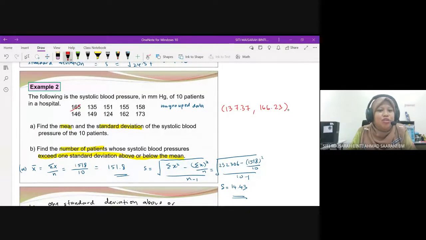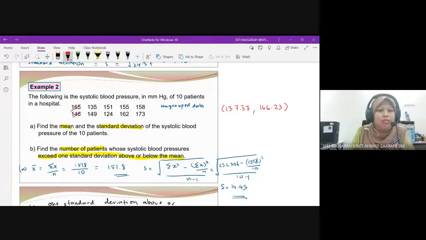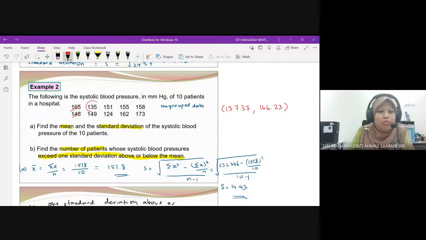Okay. 146 boleh tak? Patut 135. Boleh, madam. 146 boleh. 135 tak boleh. Satu tinggi tak? Tak ada ni bulat-bulat. Okay. 149 boleh. Tak boleh. Boleh. 151 boleh. 124 tak boleh. 155 boleh. 162 boleh. 158 boleh.